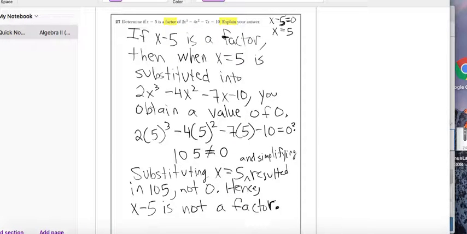So let's read through it, make sure it checks out. If it's a factor, then when x equals 5 is substituted into 2x cubed minus 4x squared minus 7x minus 10, you obtain a value of 0. We did not obtain a value of 0, we obtained a value of 105. So substituting x equals 5 and simplifying resulted in 105, not 0. Then x minus 5 is not a factor.